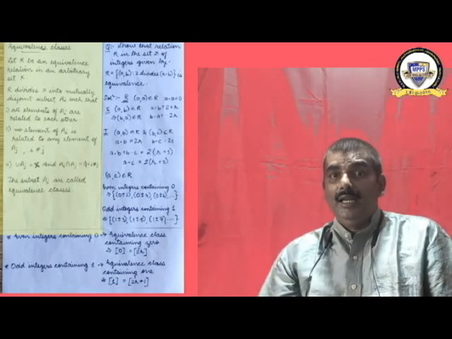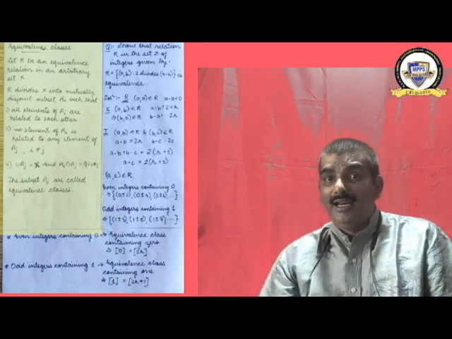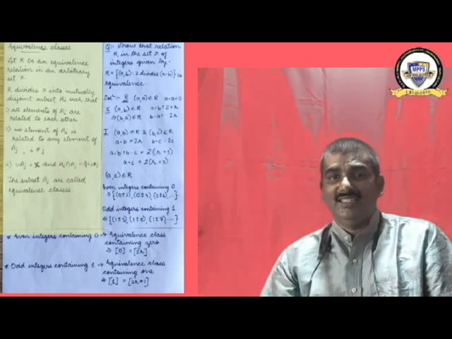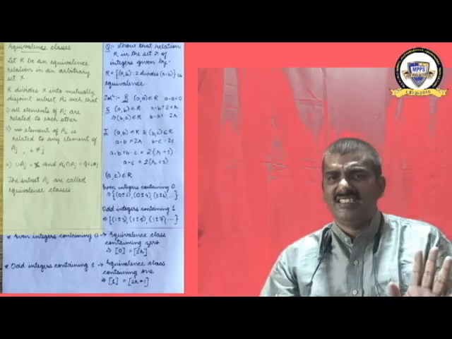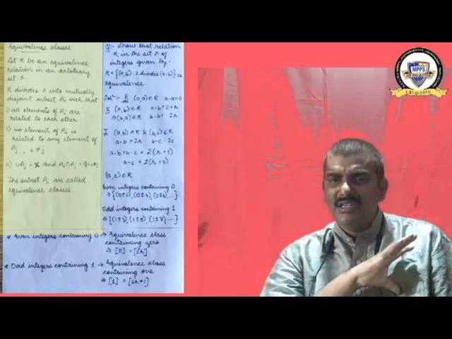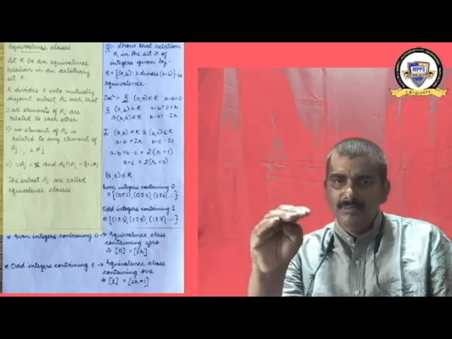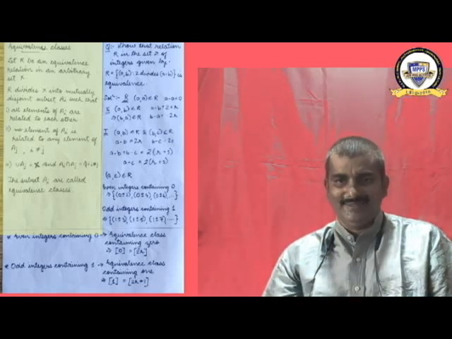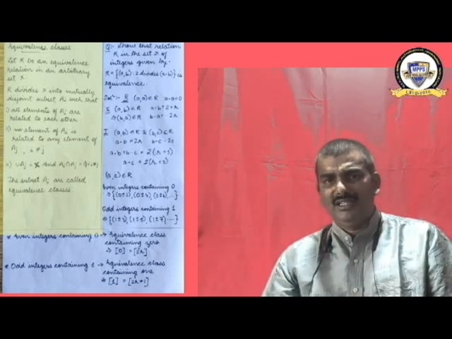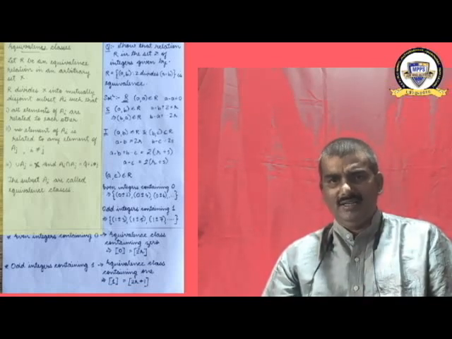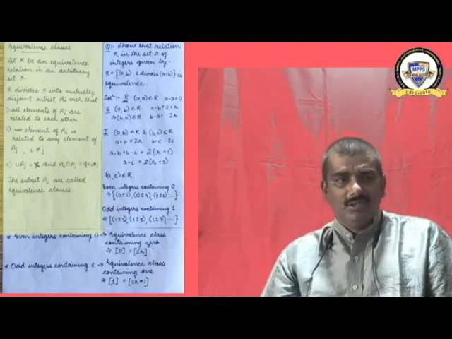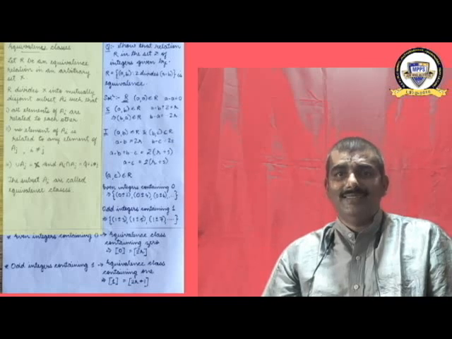Then second, an element of Ai is not related to any element of Aj, meaning the two subsets don't have any relation. I and J should not be equal. There should not be any relation between these two subsets, or between two or more subsets. Such subsets are called equivalence classes. So this much only about equivalence classes.